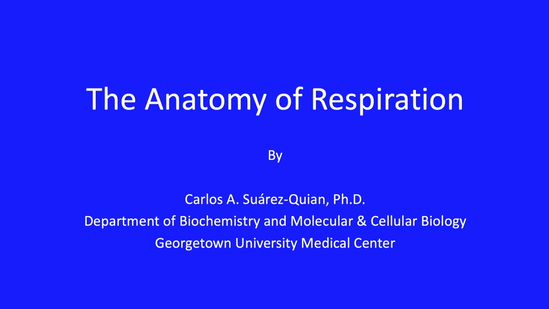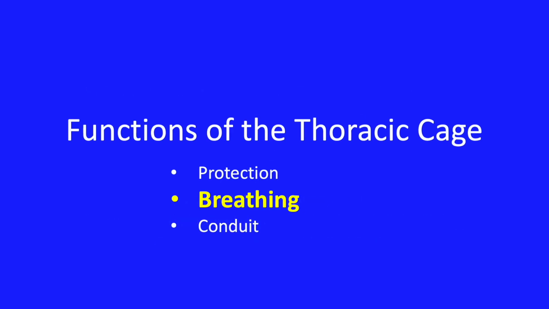Let's begin. Previously, we discussed how the thoracic cage offers protection to the internal organs of the chest and parts of the abdomen. In this lecture, we will discuss the second function of the thoracic cage and learn how the bones and muscles help us breathe.